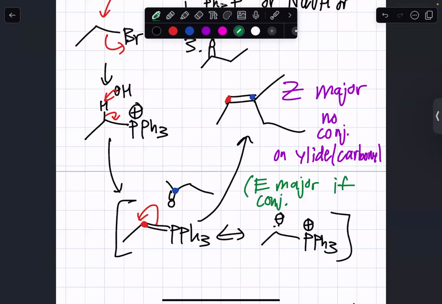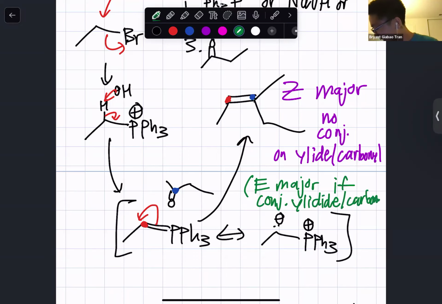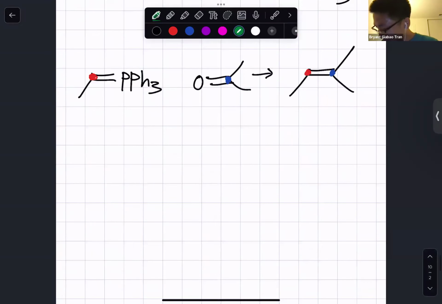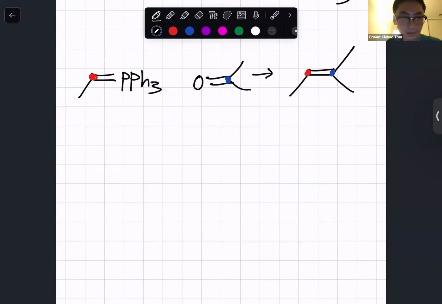Okay. And then what are those electron pushing arrows when you have the ylid and the carbonyl? Oh yeah, the mechanism for that? Okay, let's go over that mechanism as well. Let's do this example that we just did.